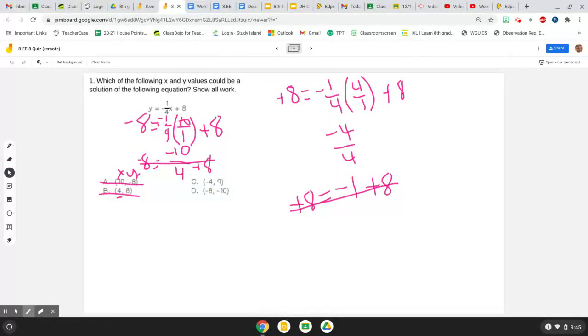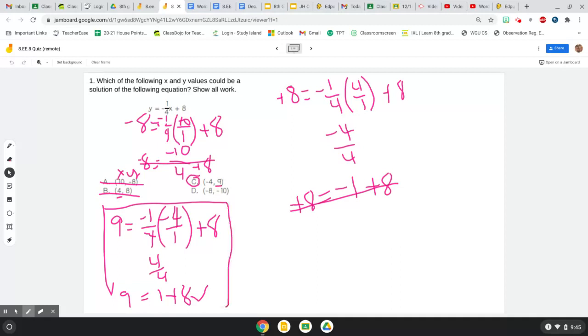Let's move on to C. Again, the y value here is 9. So just substituting it in. Negative 1/4 times x, which in this case is negative 4. I'm going to put that over 1 to deal with the fraction. And that gives me a positive 4 over 4, or just 1. And 1 plus 8, does that give me 9? Yeah, it does. So this one works out. So I know that it's letter C. Okay, I need to see this work on your corrections, all right? All right, moving on.